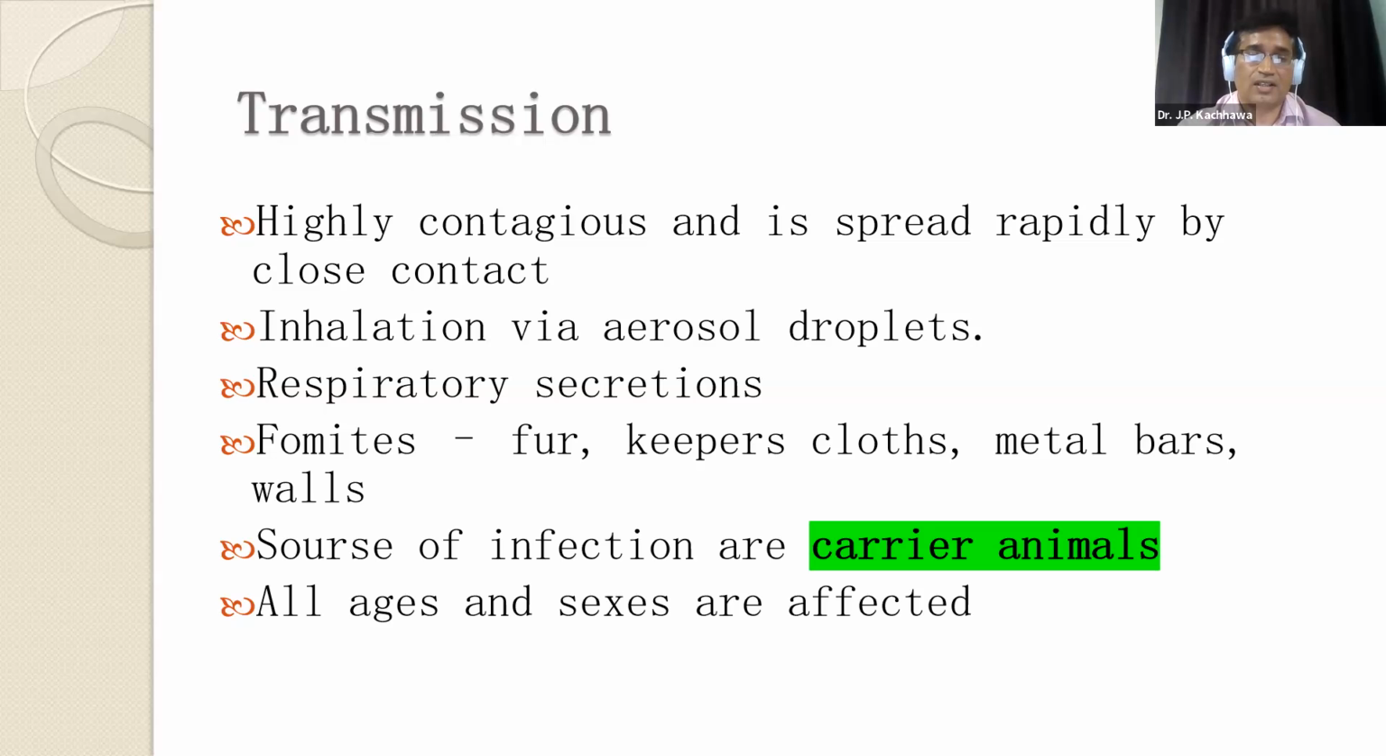In an infected area, the major source of infection is the carrier animals. The carrier animals always remain a source of infection. They continue shedding the organism in their respiratory secretions. This organism does not have any predilection towards age groups and sexes. So the disease can occur in any age of the animal, or in both male and female.